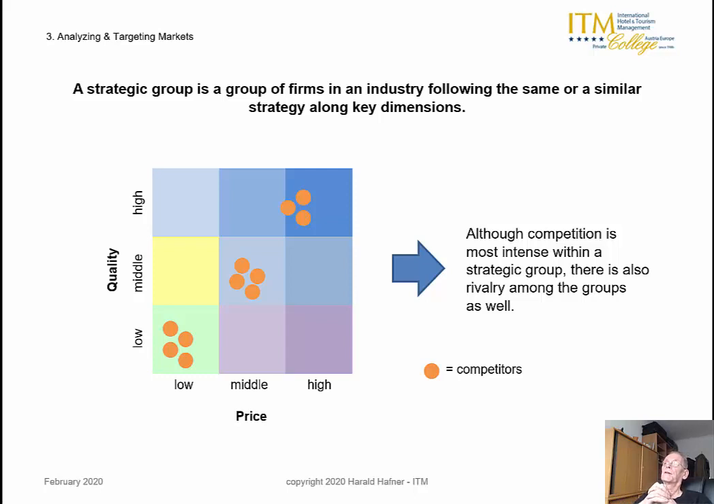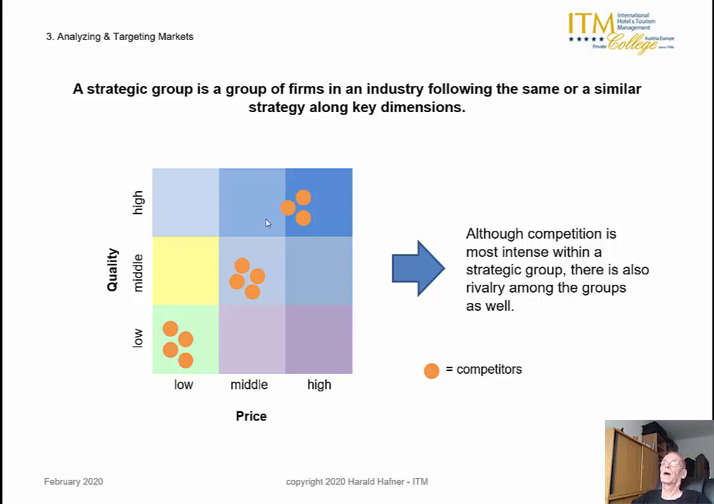Looking at different aspects or success factors of your market, you could group competitors along strategic dimensions or success factors into so-called strategic groups. If you look at this slide here, we have chosen the two factors, quality and price, and we distinguished between low, middle, and high, and therefore this matrix is developed.